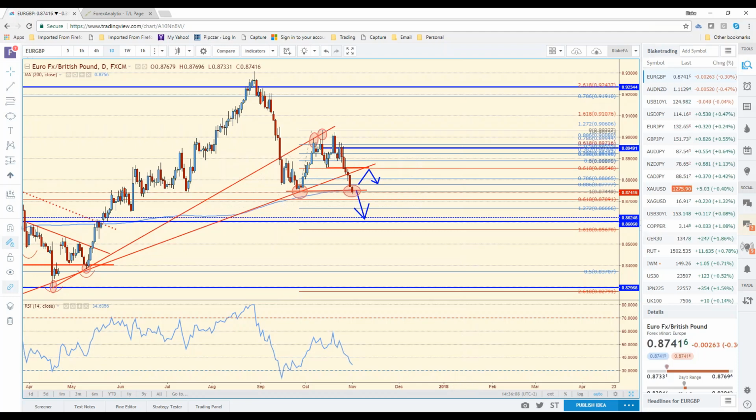Definitely, and we know that Carney has always been fond of being dovish. There's no question about that, right? Yes, correct. So you've got to be a little careful here.